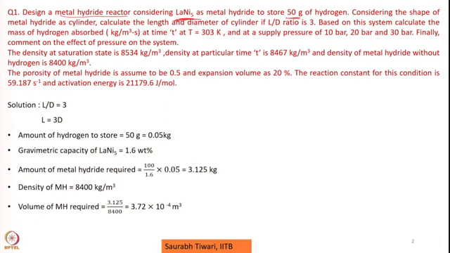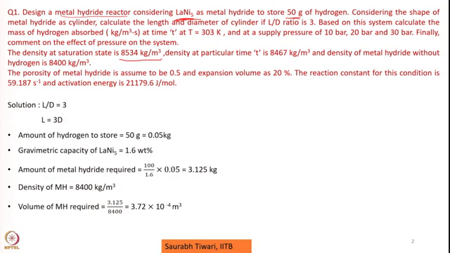Based on this system, we also need to calculate the mass of hydrogen that is stored at a certain time t at a temperature of 303 Kelvin. There are 3 supply pressures given in this question, which are 10 bar, 20 bar and 30 bar, and finally we need to understand the effect of this supply pressure on the mass absorbed. There are some other properties, which are the saturation state and the density of the metal hydride at the saturation state.